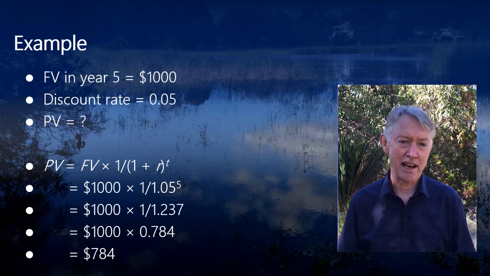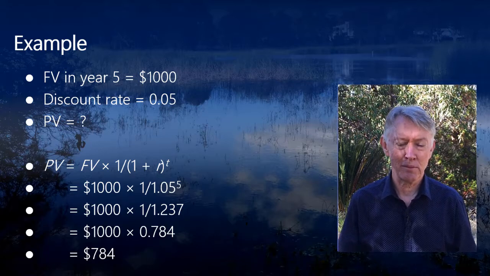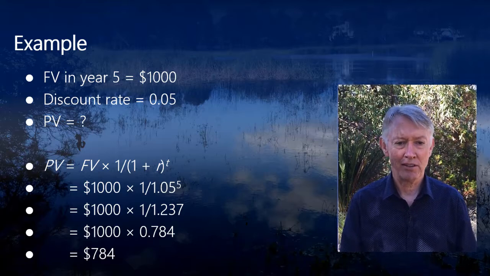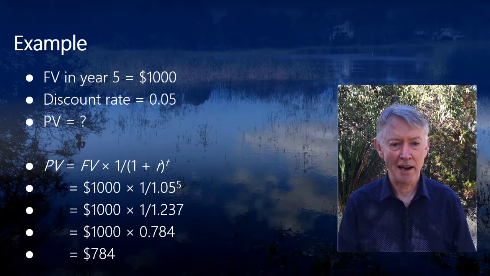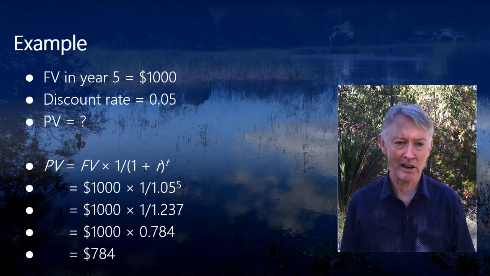It's not saying that it's actually shrunk, it's just saying that in order for something to be worth $1,000 in 5 years' time, you could start with $784 now and allow it to accumulate interest over time and get up to that $1,000 in 5 years' time.